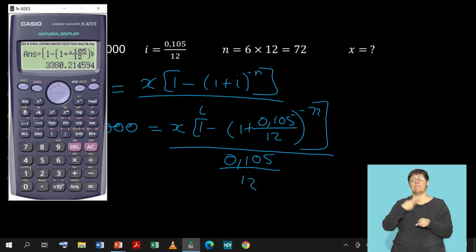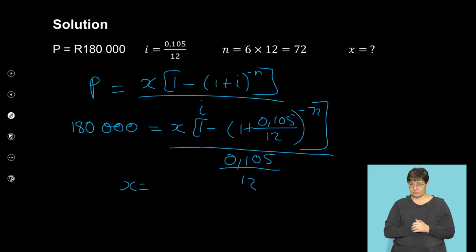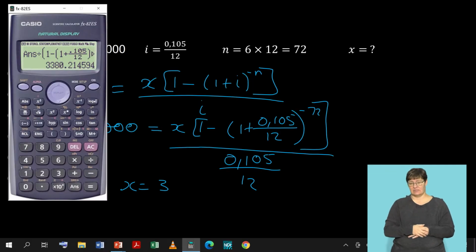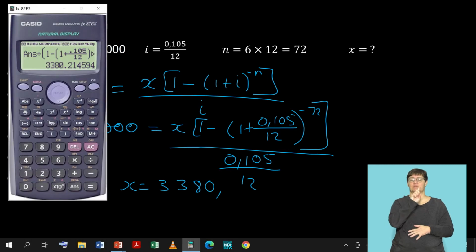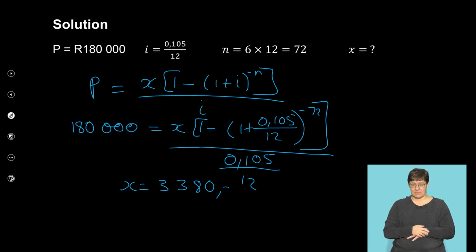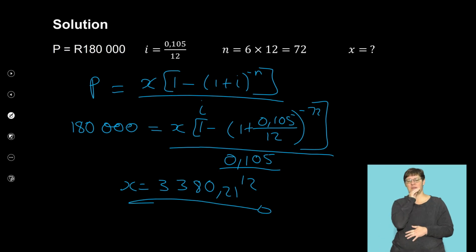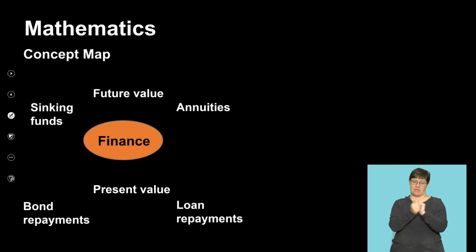So it means this person will need to pay 3,380 rands per month in order to amortize this loan. So my X will be 3,380. And how many cents is this? 21 cents. All right, so that will be the monthly payment. So you will then conclude: therefore, the monthly payment is... you are more than welcome to do that because it's financial maths.